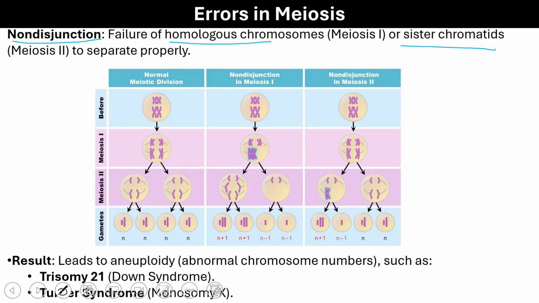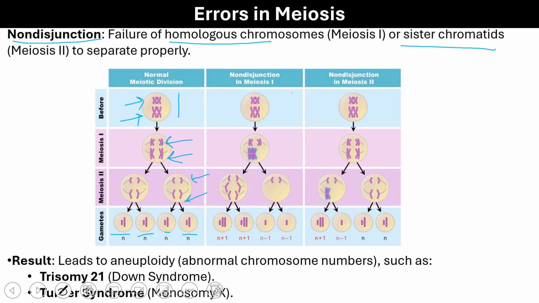Let's look at the situations here. These are the pairs of chromosomes, one pair, two pair. These two pairs separate during the first phase, and during the second phase the sister chromatids also separate. Finally, you have 4 daughter cells.